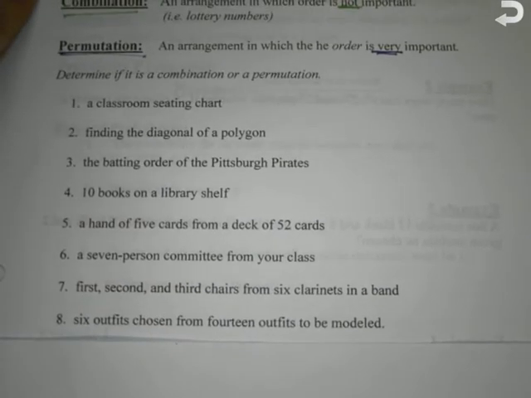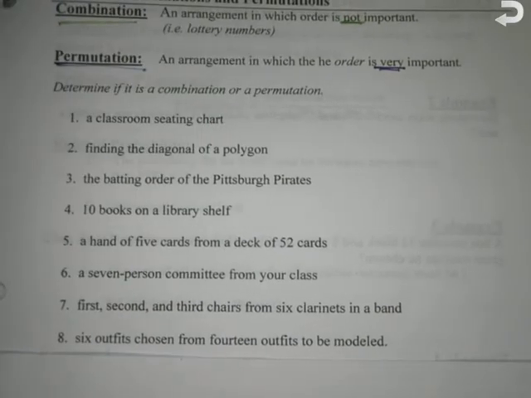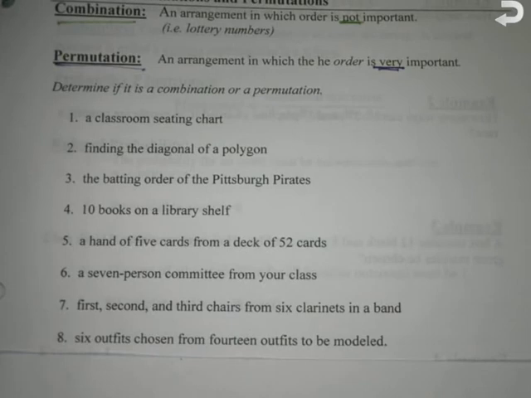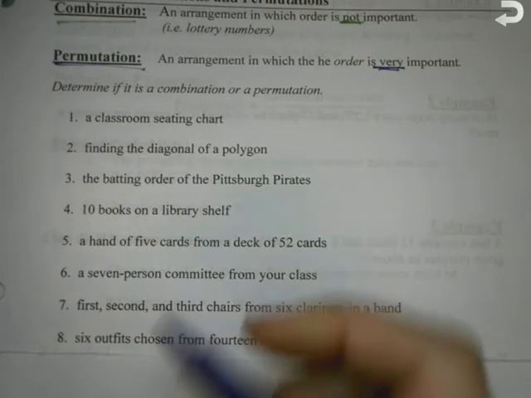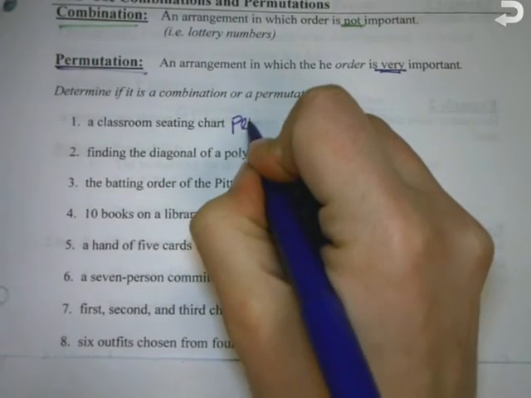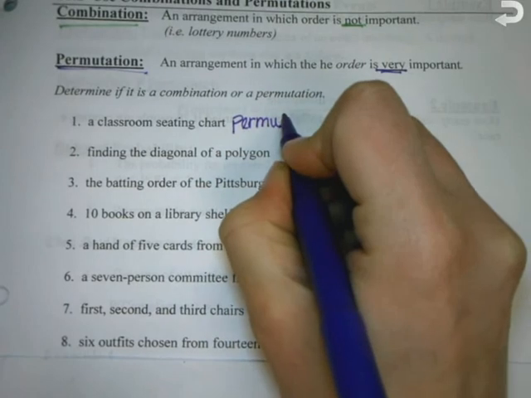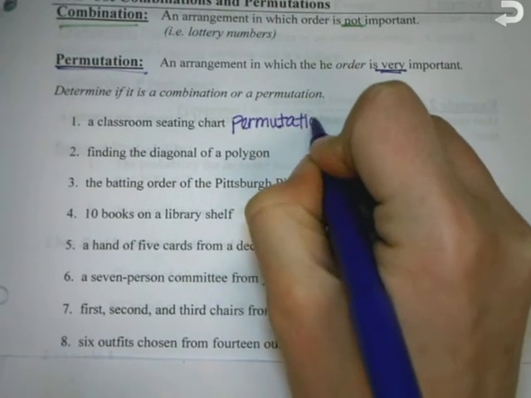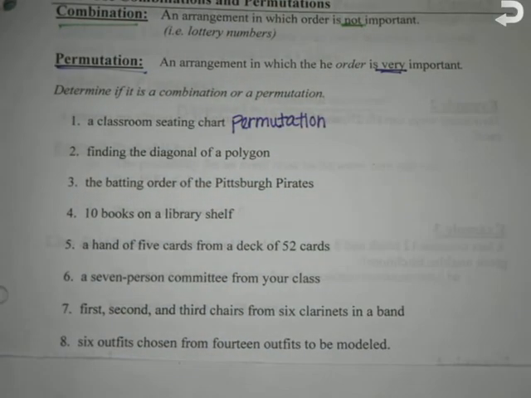So let me leave those up. So, number 1, a classroom seating chart. Combination or permutation? For this class, it's a combination, but in real life, what is it? Does order matter? Yes, so it is a permutation. So remember, permutation order matters, combination order does not matter.